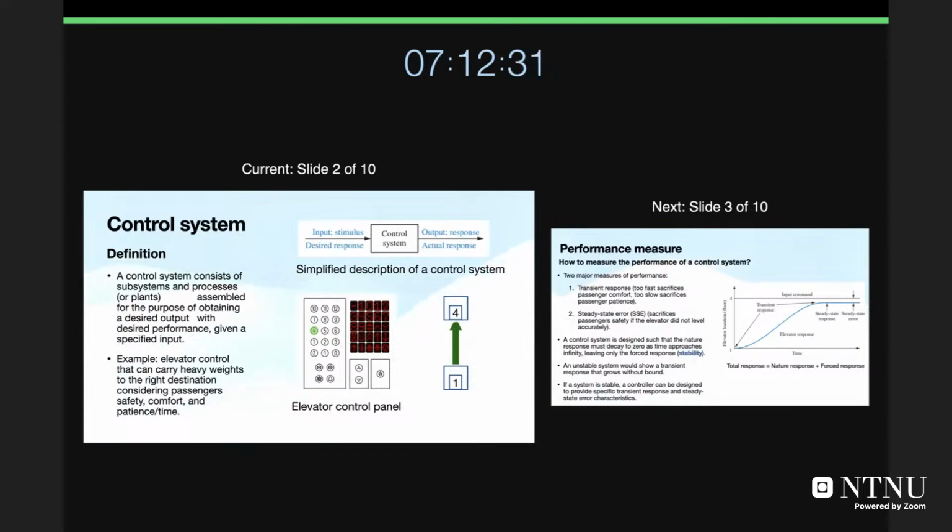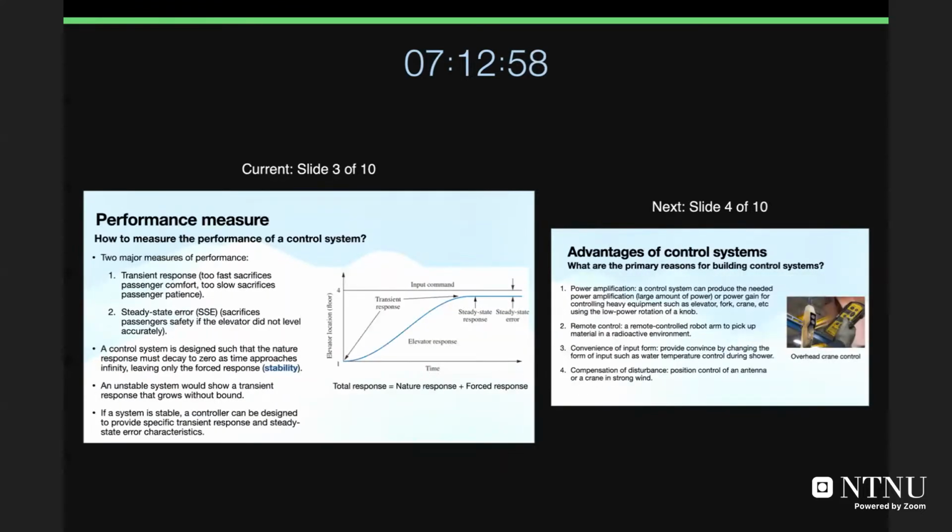One of those examples is elevator control, for example, which can carry heavy weights to the right destination, considering passengers' safety, comfort, and patience over time. As you can see in this figure, maybe you have a passenger who would like to go from the first floor to the fourth floor. You have a dashboard in the elevator. You just press 4, and then it should be able to reach your destination.